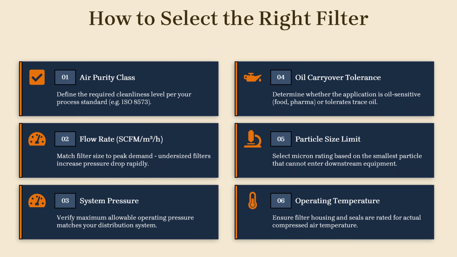Other important factors include system pressure, oil carryover tolerance, particle size limitations, and operating temperature conditions. For example, food, pharmaceutical, and medical applications often require extremely clean air with minimal oil contamination, while industrial applications may tolerate small traces of oil. Proper filter selection improves reliability, protects downstream equipment, and helps maintain energy-efficient operation throughout the compressed air system.